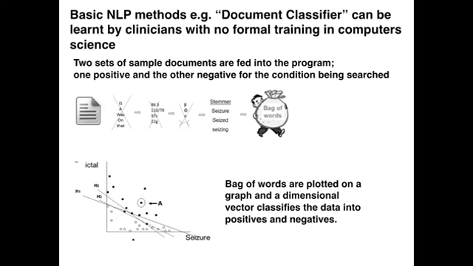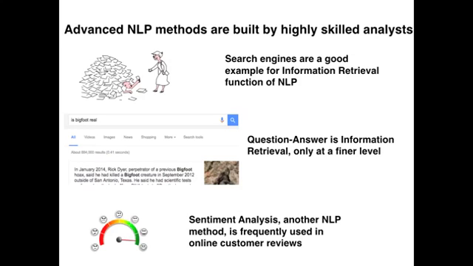It first gets rid of some common words and numbers from the English language and then stems the words to come out with what is called a bag of words. It then plots the bag of words on a graph and uses a dimensional vector to classify the data into positives and negatives. Basic NLP methods like these can be used by clinicians who have no formal training in computer science. In contrast, the advanced NLP methods can be built only by highly skilled analysts.